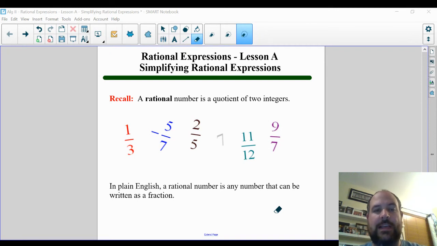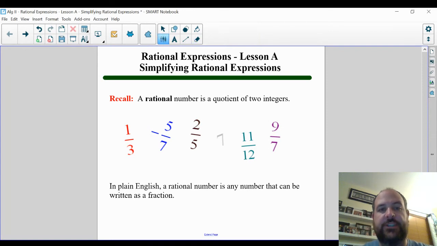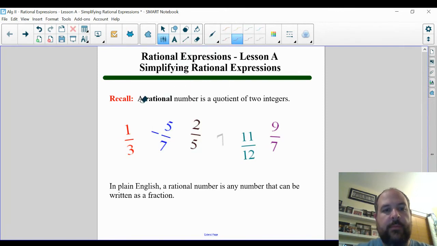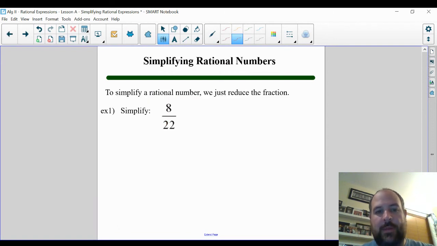So last year, when you talked about simplifying rational expressions, you were reminded of this definition that you see here of what is a rational number. And a rational number, remember, is a quotient of two integers. But that's really a technical way of saying that. In basic English, we usually just think of a rational number as a fraction. And we know from earlier math classes that when we have rational numbers or fractions, we can reduce them. So when we say simplify a rational number, we simply mean reduce the fraction.